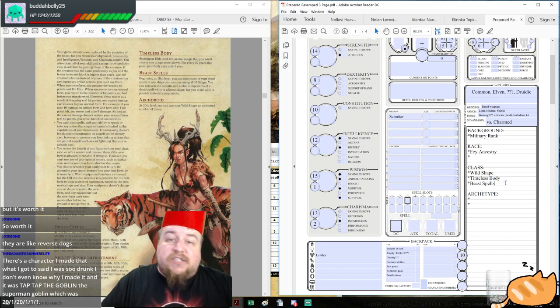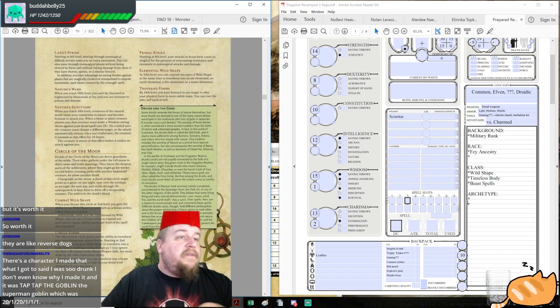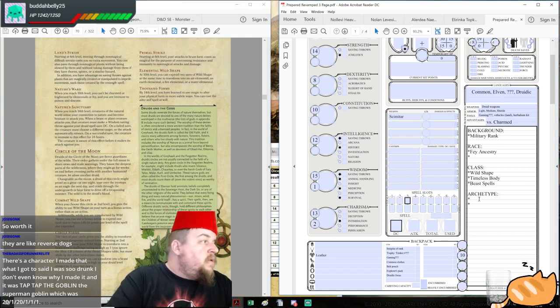Alright, as you can see, Druid itself doesn't give you a lot. This is really coming down to your circle, or your archetype, or your specialty, whatever you want to call it. Circle of the Land, not worrying about it. We're not a spellcaster. We are Circle of the Moon. We are going to get Combat Wild Shape.